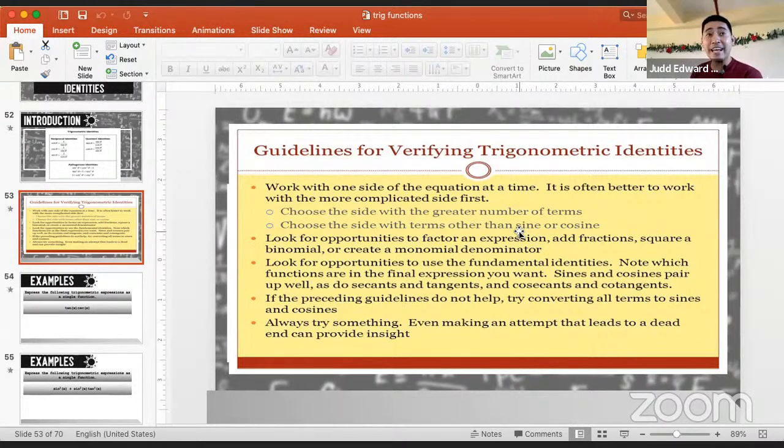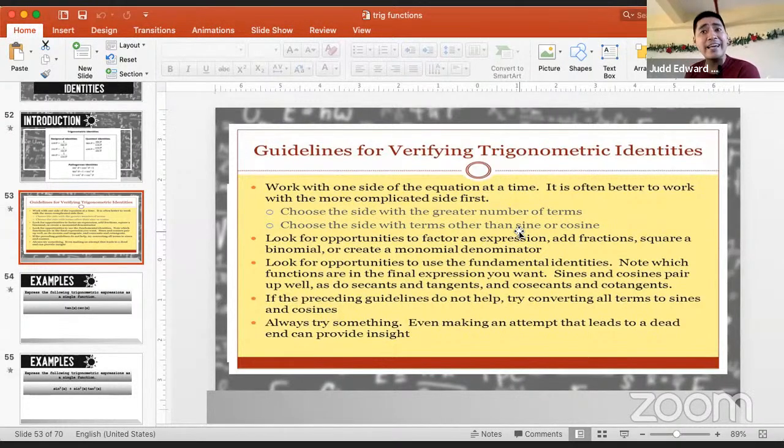As do secants and tangents. Secants and tangents, magkasama sila saan? Pythagorean identity. And cosecants and cotangents. Saan ba magkasama yung cosecants and cotangents? They are both Pythagorean identity. So, magkasama sila because they are co-functions.